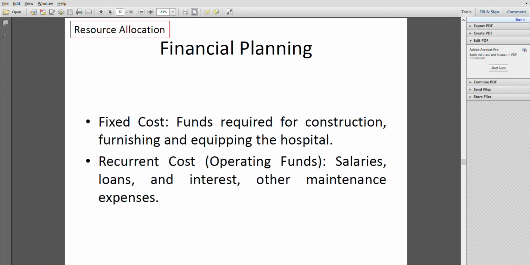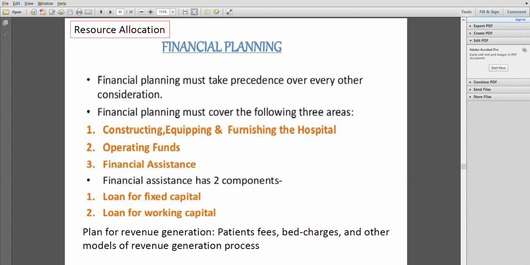Okay, financial planning. When financial planning comes into the picture, it has two different costs. One is fixed cost, another is working capital, recurring cost or operating funds. Fixed costs are required for infrastructure development such as construction, furnishing, equipping the hospital, while the recurring cost, which occurs regularly in the process of operating, is called working capital, such as salaries, loans, interest, and other maintenance expenses on a day-to-day basis. Financial planning must take precedence over every other consideration.